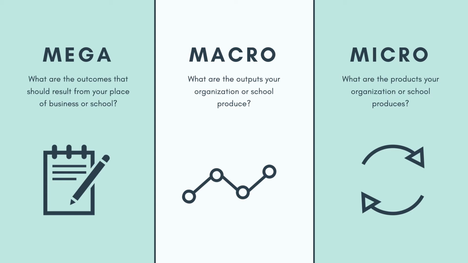Next, what are the macro level outputs of your organization? Your outputs would be the result of the work that your organization does. And third, what are the micro level products that the organization produces? Pause the video, think about these 3 different levels, and share your responses in the discussion thread.